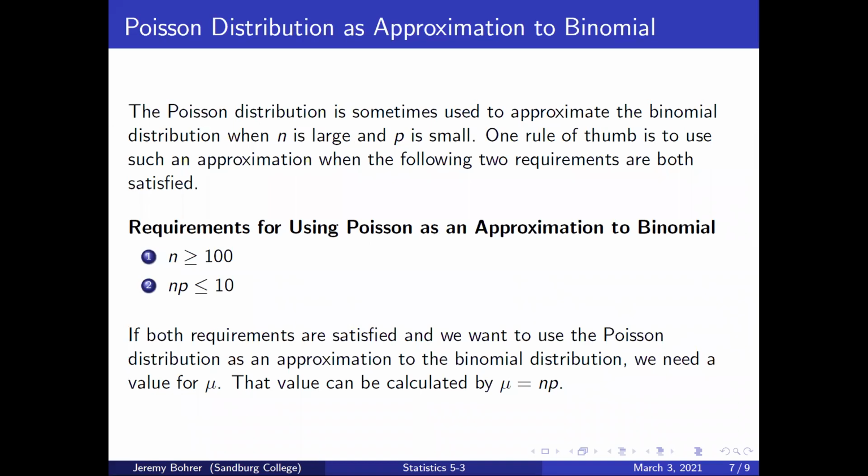The Poisson distribution is sometimes used to approximate the binomial distribution when n is large and p is small. One rule of thumb is to use such an approximation when the following 2 requirements are both satisfied. Requirements for using Poisson as an approximation to binomial. N is greater than or equal to 100, and n times p is less than or equal to 10. If both requirements are satisfied and we want to use the Poisson distribution as an approximation to the binomial distribution, we need a value for mu. That value can be calculated by mu equals np.